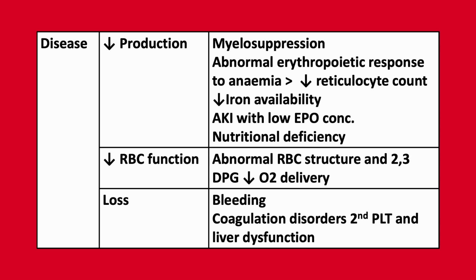Secondly, those which reduce RBC function due to abnormal RBC structure and reduced 2,3-DPG levels leading to reduced O2 delivery. And finally, loss of blood from bleeding, but also coagulation disorders from either platelet or liver dysfunction.